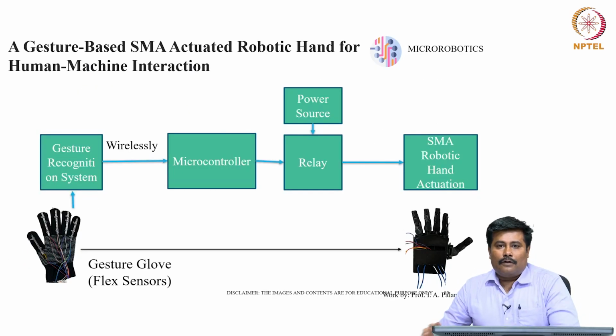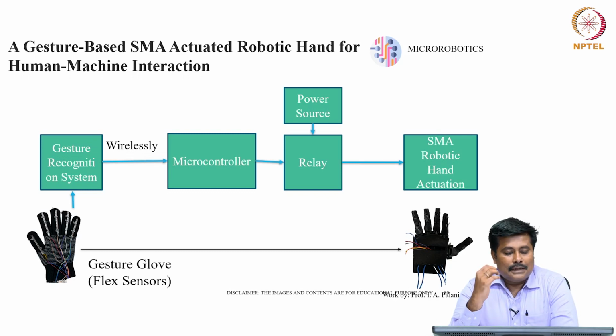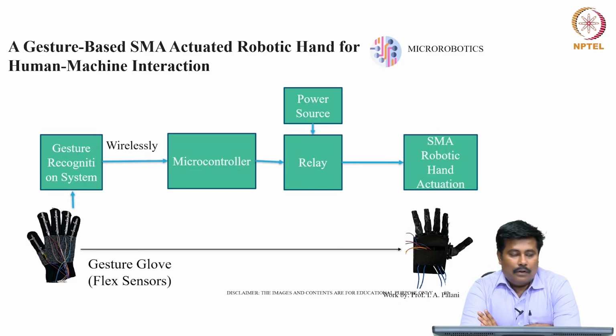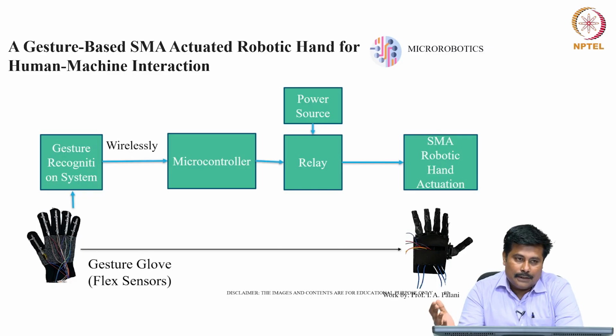Next, this is a kind of a case study. In this case study, it's a gesture based SMA actuated robotic hand for human machine interaction. Currently we are talking more about Industry 4.0 related applications. However, there is a need to move towards Industry 5.0 applications, which is more towards the man-machine interface.